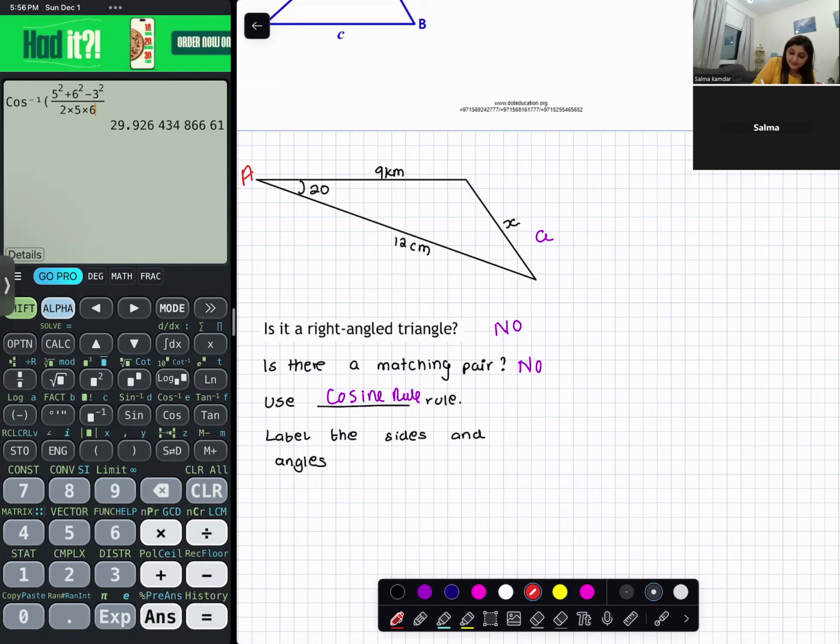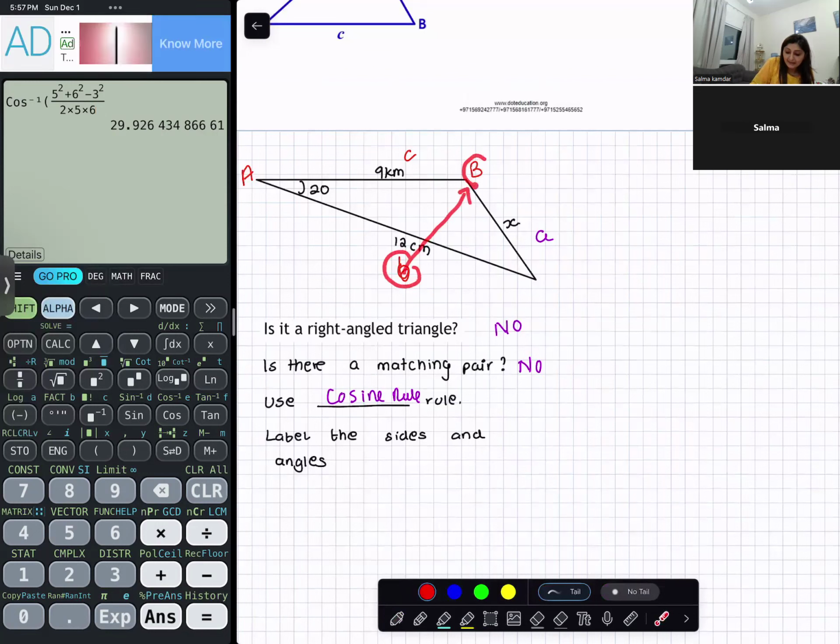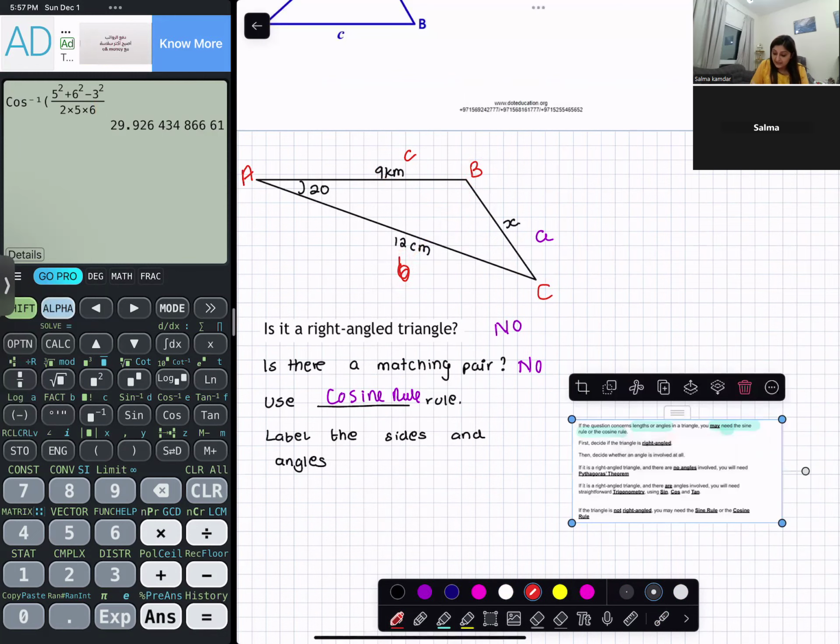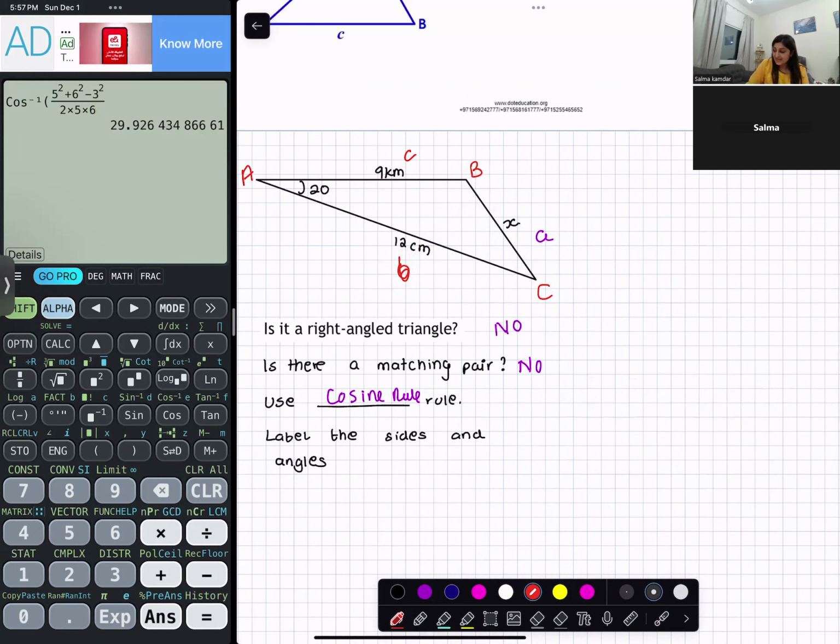Then I can label B and C anything that I want. So the side that I've labeled as B, the angle opposite to it would be the capital B. The side that I've labeled as C, the angle opposite to it would be my capital C. So now I need the cosine rule to find the sides.